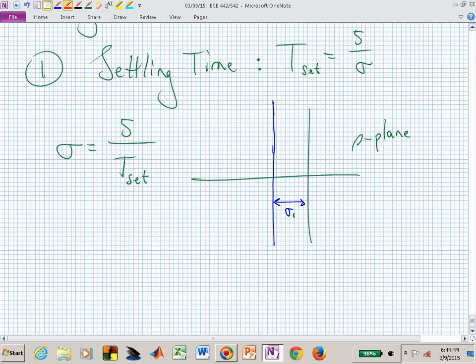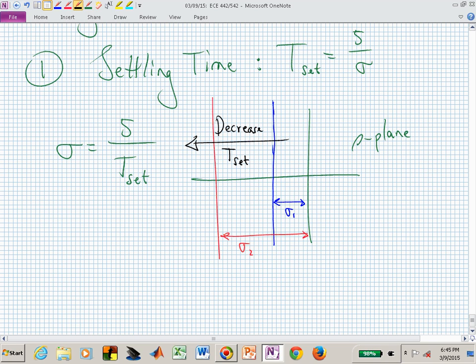Sigma 1 versus sigma sub 2, if we want to decrease T settle, is it clear that we want to move from blue to red from that relationship of T settle and sigma? So now if somebody gives us a T settle, we can figure out what our sigma is. If somebody knows where our closed loop poles are, we can figure out what T settle is from sigma.